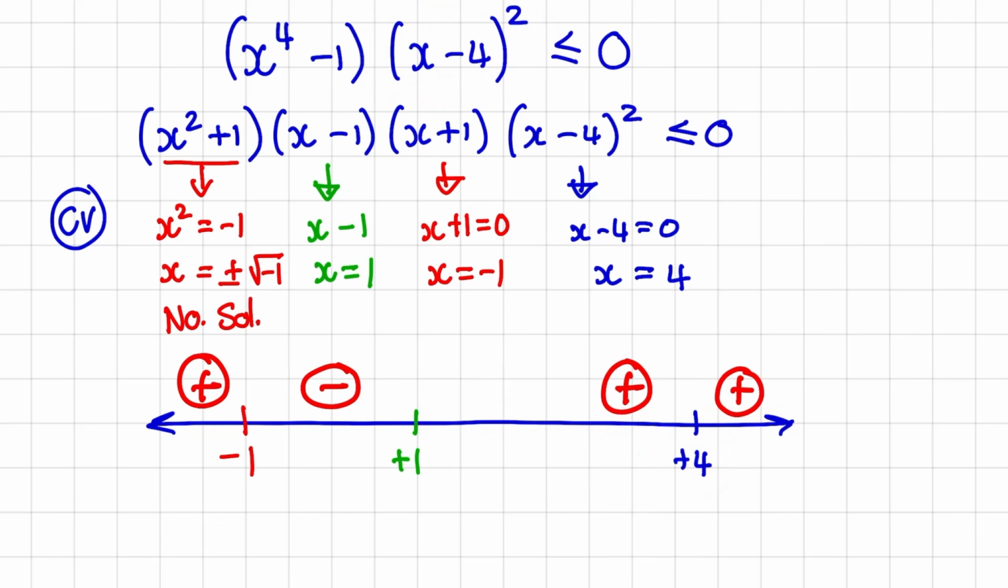Now the question is, where is this expression smaller or equal to 0? And that's only for the section on the number line where we have a negative. So x must be smaller or equal to positive 1, and x must be bigger or equal to negative 1.